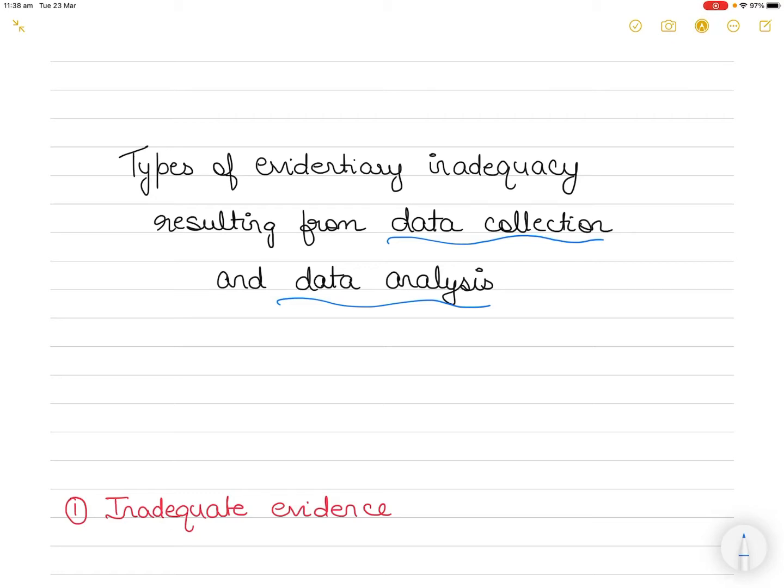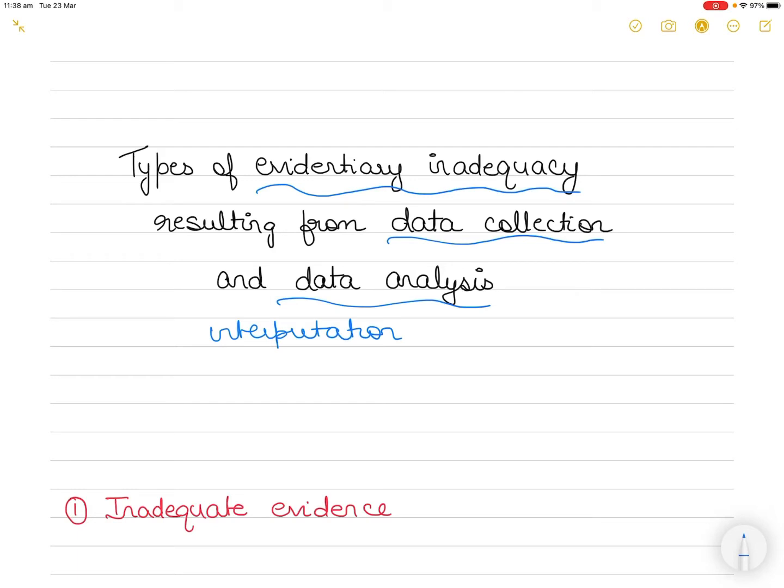Once you have done your data collection and presented your data analysis, your work will be judged based on something called evidentiary inadequacy. What does that mean? That means your work will be judged on whether it can back the claims it makes based on the data collection and analysis. So your data collection, analysis, and the interpretation of your data will be judged by the examiners or the reviewers.